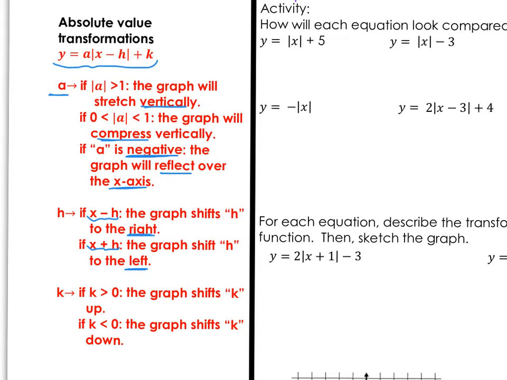The k value is pretty straightforward. If k is positive, meaning it's greater than 0, then the graph will shift up k units. So if k was 4, the graph would go up 4. If k is negative or less than 0, then the graph would shift down that amount. And those are the words all in this kind of section right here that we'll use to describe these types of transformations.